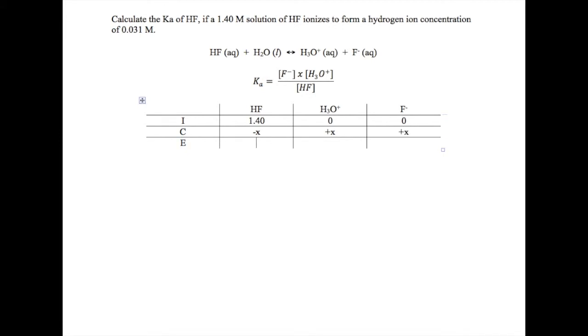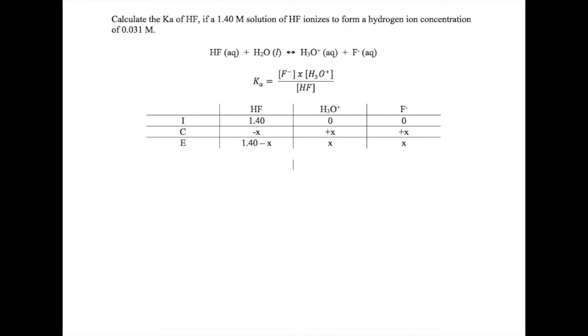We figure out the initial concentration of HF by the 1.40 molar solution that is given to us in the problem. The reason that this is the initial concentration of HF is because this is how much of the weak acid is dissolved in total. The initial concentration of hydronium ion is 0, and the initial concentration of the conjugate base, F-, is also 0, because initially neither one of those two things is ionized into the water.